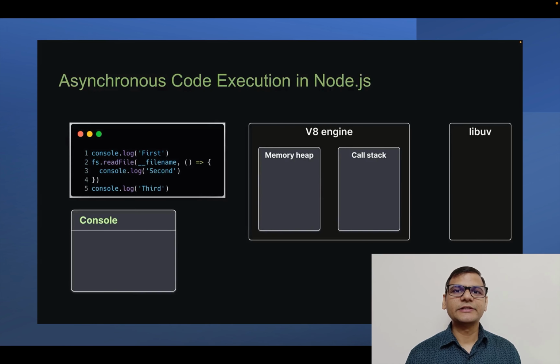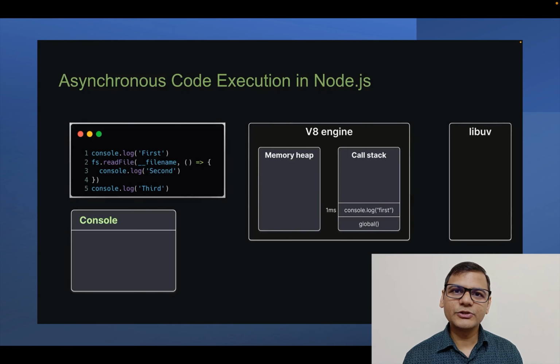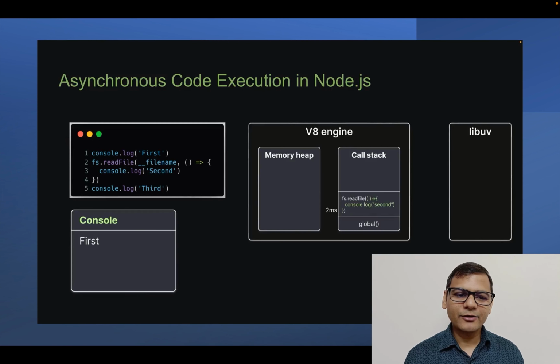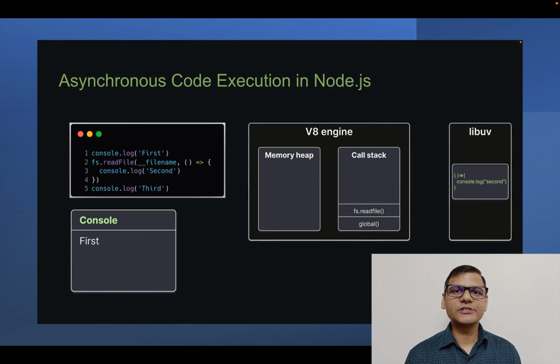Now we'll see the asynchronous code execution in Node.js. We have line number 2, which is fs.readFile, an asynchronous code, and the others are synchronous code. The synchronous code gets executed in sequence in the call stack, while readFile, which is asynchronous code, gets offloaded to Libuv.